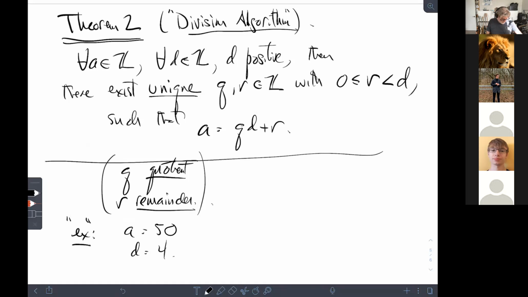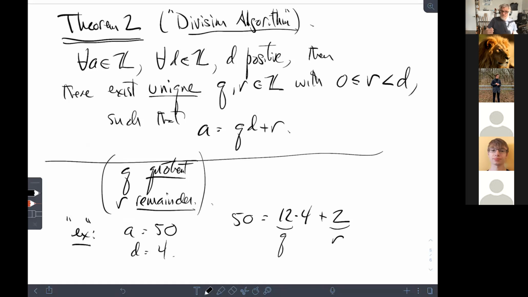Okay, so here, what is it? Well, you take 50 and you look at how many 4s you can put into 50, right? If you put 12 of them, you're going to reach 48. And then if you try to put another one, you're going to go over, right? So this is 12 times 4, 48 plus 2. So this is the Q, and this is the R, and it is between 0 and 4, right? Okay, so this is an illustration of what this is doing.